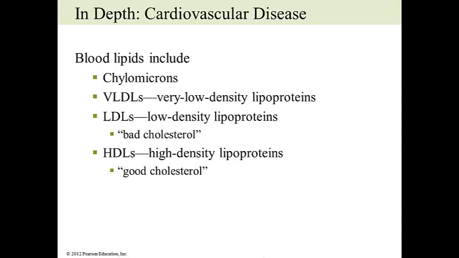Now, the blood lipids include chylomicrons, VLDLs, LDLs, and HDLs. Now, if you get a blood test done at a doctor's office, you generally won't see numbers for chylomicrons or VLDLs. Most of the numbers that you're going to see are total cholesterol, LDL, and HDL. And if you remember, the LDL is the bad cholesterol. We want to keep that one low, and the HDL is the good cholesterol, and we want to keep that one high.